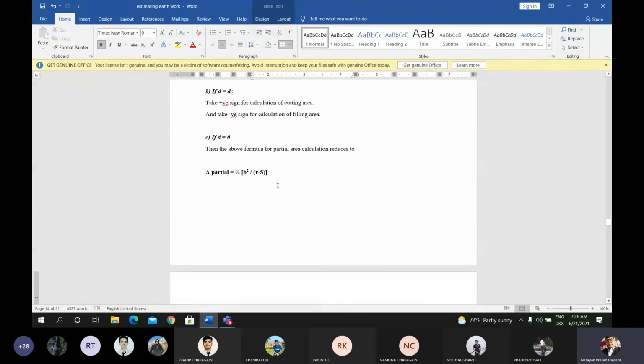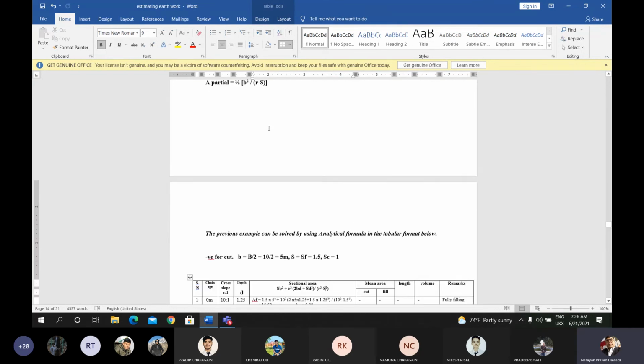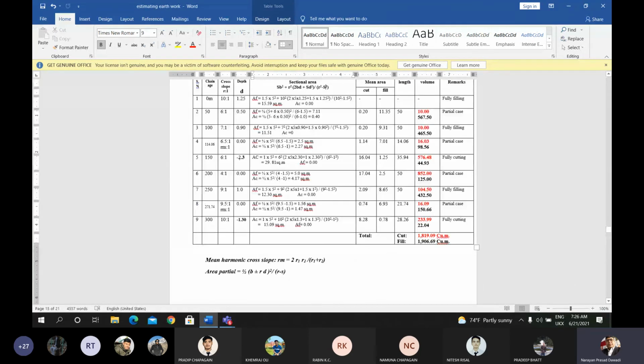Half b plus minus RD whole square divided by R minus S. The RD value will be 0, so b plus minus RD square becomes b square. Okay. And this equation reduces to this equation, and you can use this equation, half b square by R minus S. You will get the value of 2.5 square meter for filling and 2.27 square meter for the cutting.